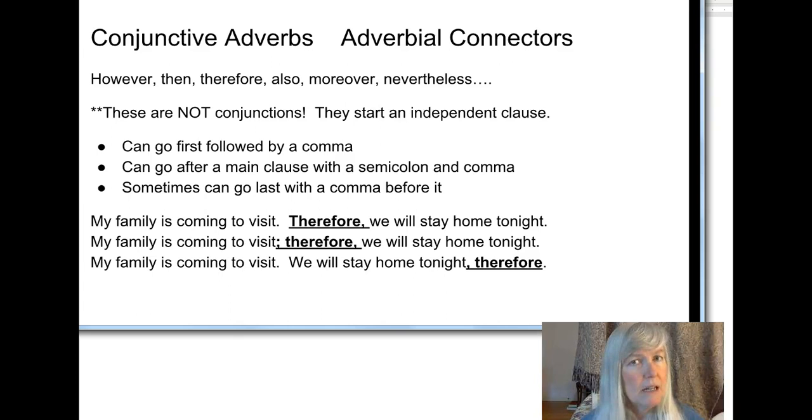You can use it in any of those places. Not all of them can go in all of the places. The most common is the first: period, therefore, comma, and the rest of your sentence. In addition, secondly, many of those words that start a new sentence showing a transition are conjunctive adverbs. They're not conjunctions, so you can't just connect them with a comma.